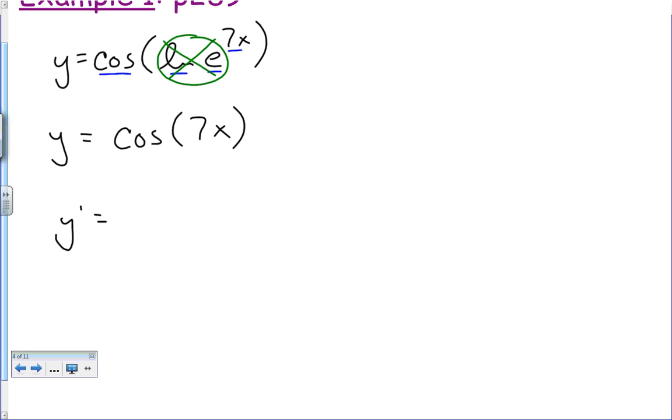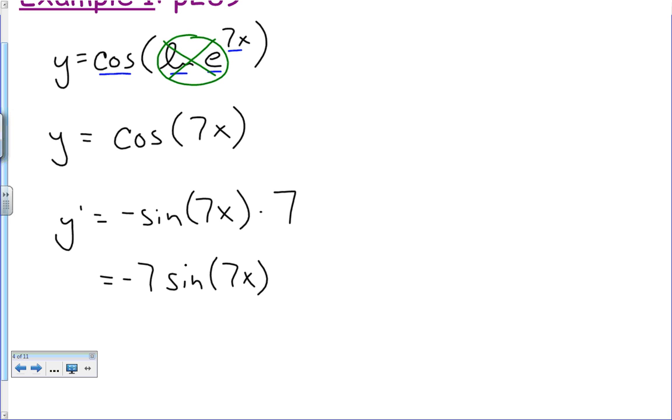So let's take the derivative with chain rule. Derivative of cosine is a negative sine. That's the derivative of the outside. Chain rule says to substitute in the inside function, the 7x, and finally to multiply by the derivative of the inside, which is 7. That's the 3 steps there, remember, of chain rule. And there is our derivative, negative 7 sine of 7x.